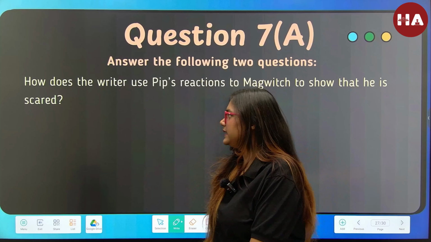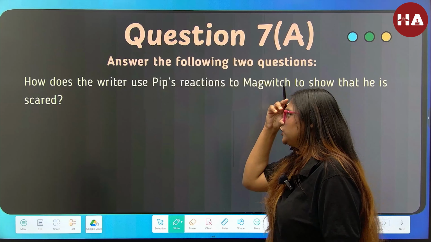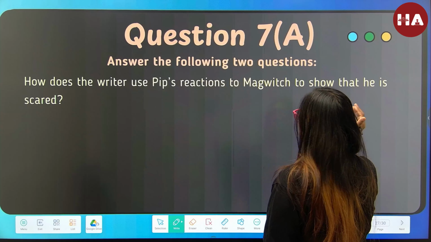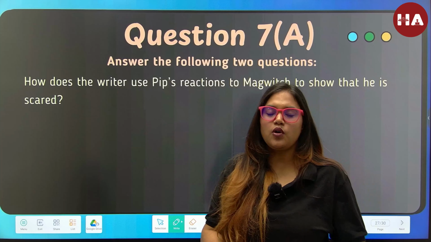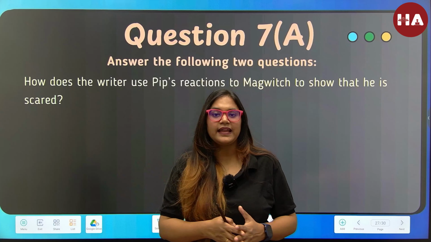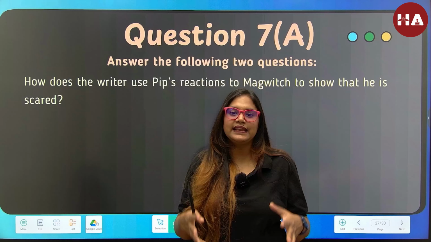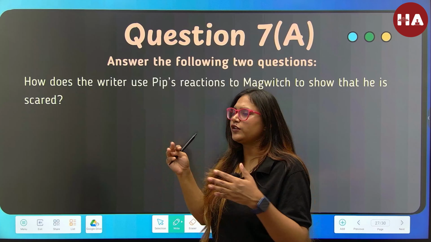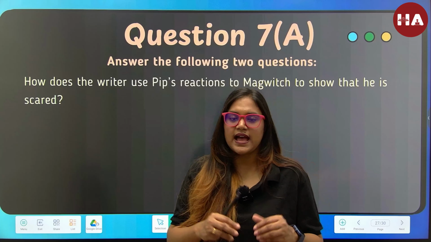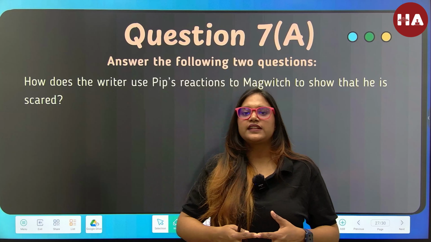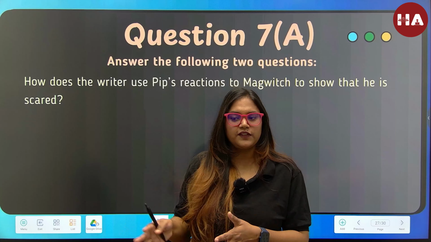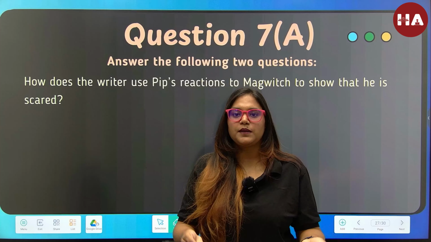Let's see the next one. How does the writer use Pip's reactions to Magwitch to show that he is scared? So now I want you to use those tables and write a detailed answer. The answer that I am going to share is just going to comprise the highlighted phrases which the writer has used directly against Magwitch or in favor of Pip to tell that Pip was scared.